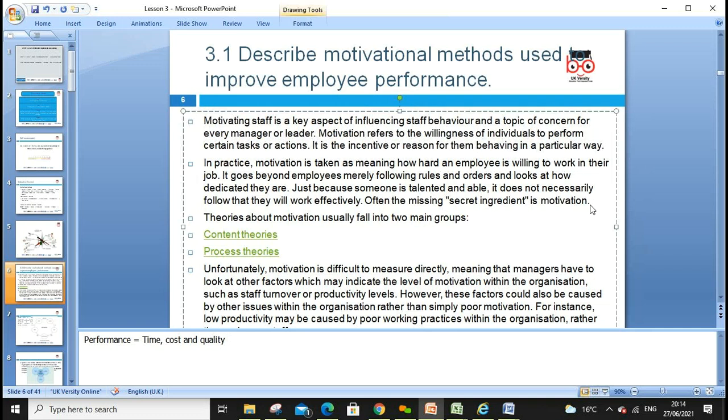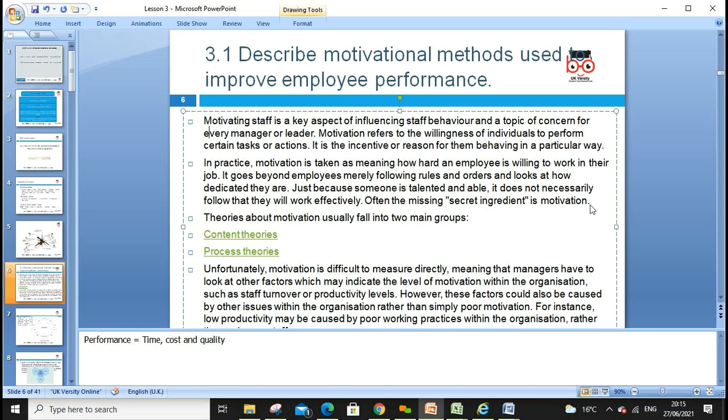So motivation of the staff is the key aspect influencing staff behavior. The topic concerns almost every manager, yes, the leaders. So for a leader, motivation refers to the willingness of the individual to perform a certain task or action. It is the incentive or the reason for them to behave in a particular way. In practice, motivation is taken as meaning how hard an employee is willing to work in their job.